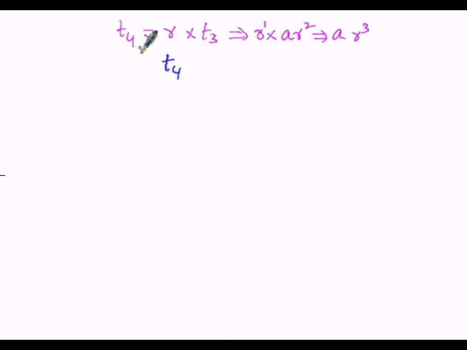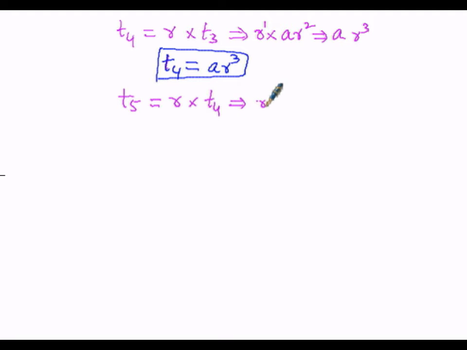So T4, the fourth term, is equal to AR to the power of 3. Now, in order to get the fifth term, it can be obtained by multiplying the common ratio, that is r, with its preceding term. For T5, the preceding term is T4. So here r must be multiplied with its preceding term T4, and T4 is equal to AR to the power of 3.